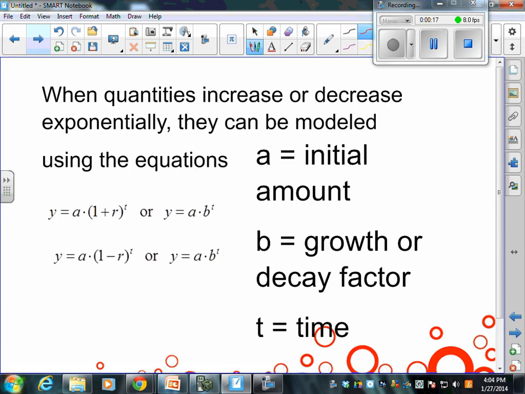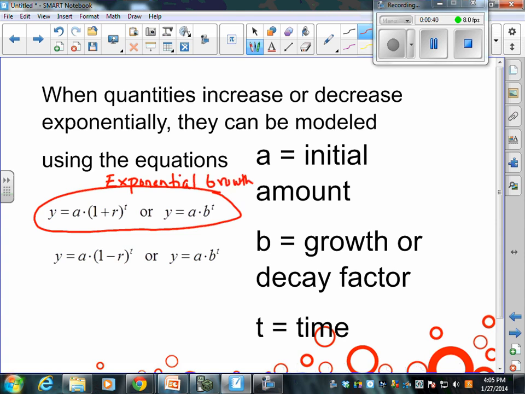When you have quantities that are increasing or decreasing exponentially, then you can model them using either the equation y equals a times 1 plus r to the t, or sometimes you'll see it as y equals a times b to the t. That's for exponential growth, and if it's a decay problem, the only thing that changes is it's 1 minus r to the t. So these are exponential decay problems.